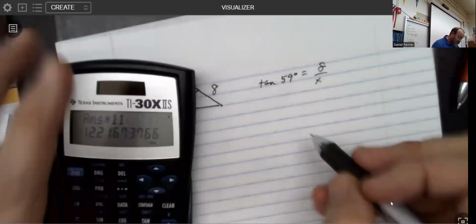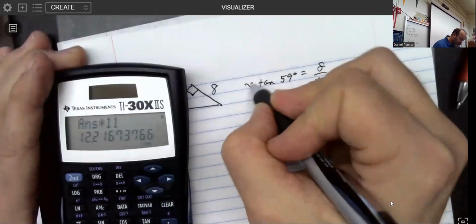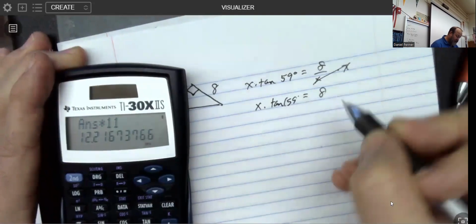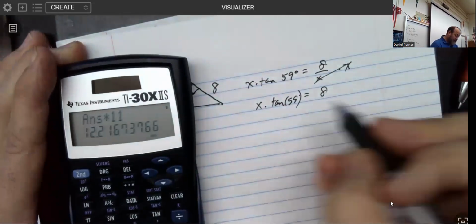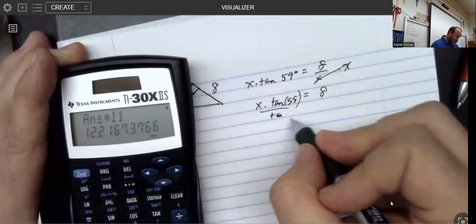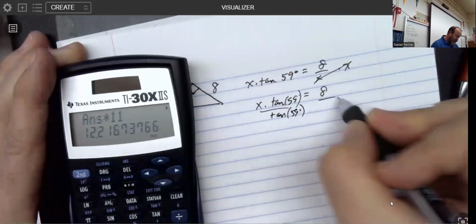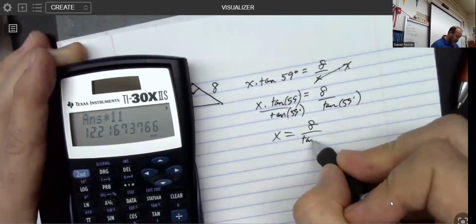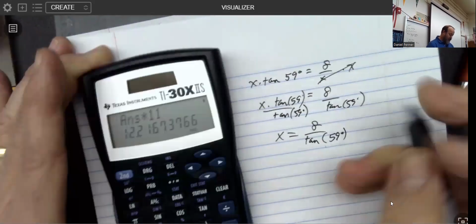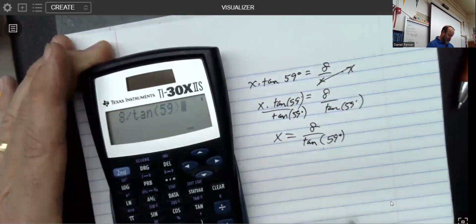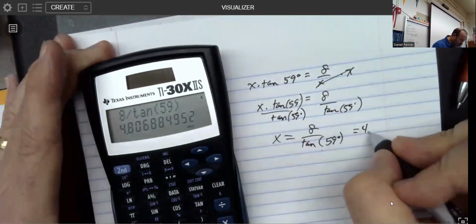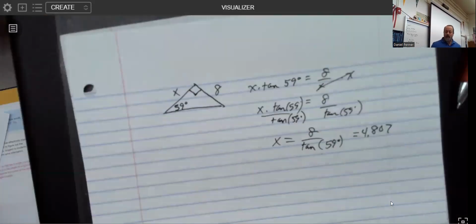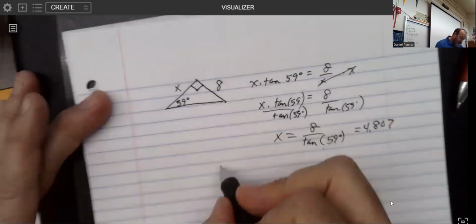I can cross multiply like I did on that last problem, but that's kind of weird because right now x is being multiplied by the tangent of 59. So of course, the last thing to do is since x is being multiplied, let's divide both sides by that. And we have a nice answer that x would be whatever 8 divided by that tangent would be. So let's see, 8 divided by the tangent of 59, according to my calculator, would be 4.807. So if that variable shows up in the bottom, we can sometimes make it a little bit better. But we have another option.